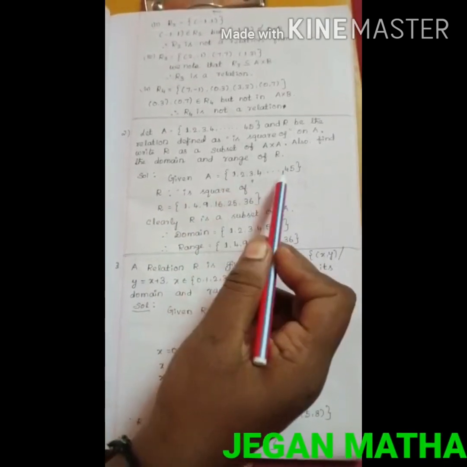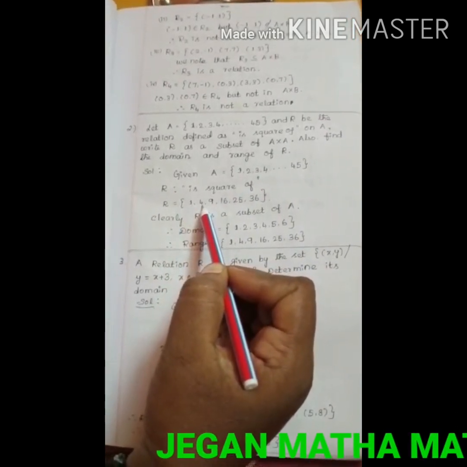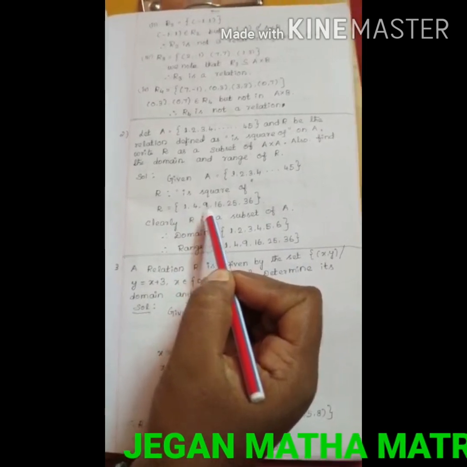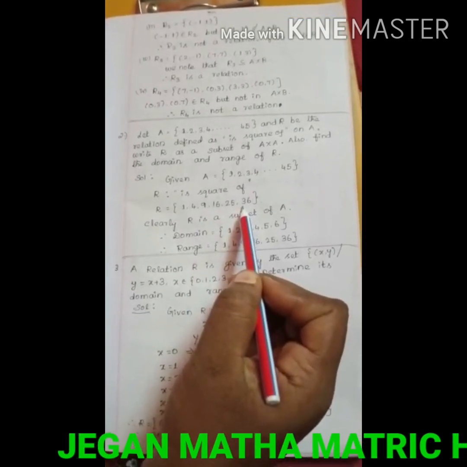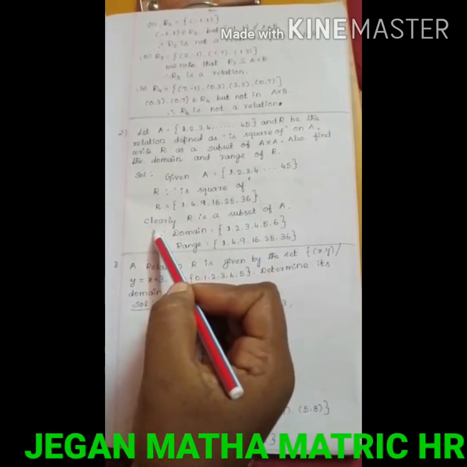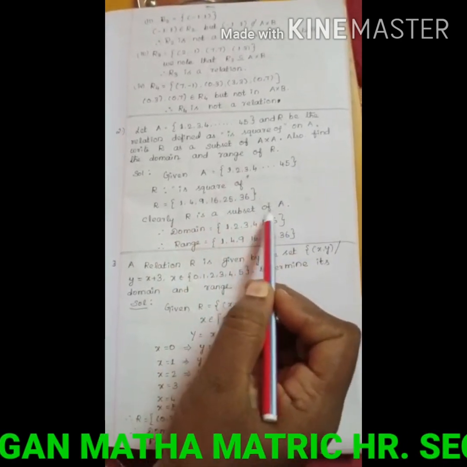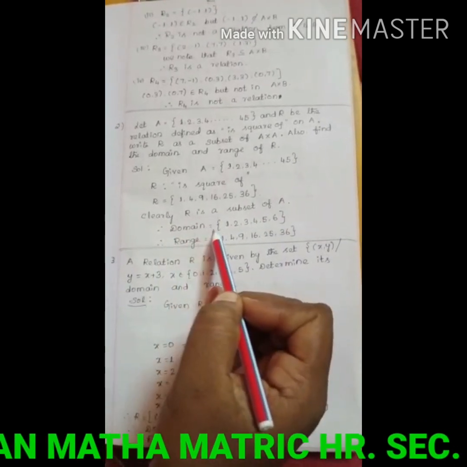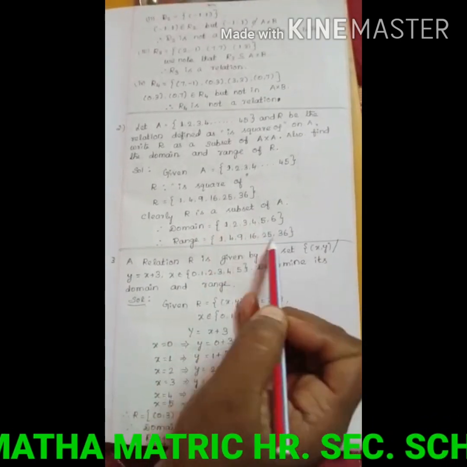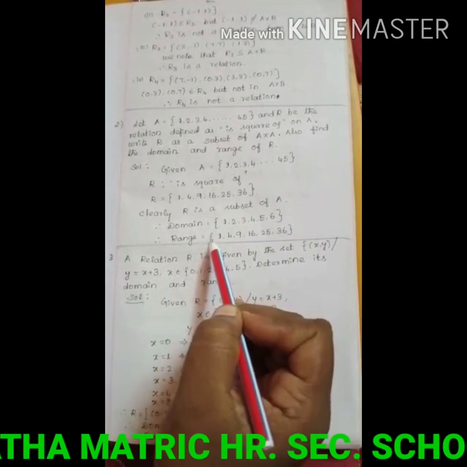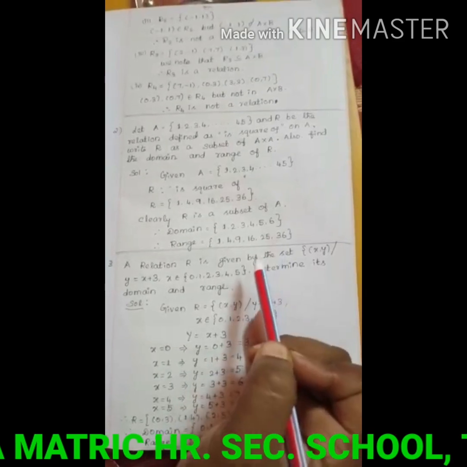So between 1 and 45, the square numbers are: 1 square is equal to 1, 2 square is equal to 4, 3 square is equal to 9, 4 square is equal to 16, 5 square is equal to 25, 6 square is equal to 36. So clearly all the elements are in set A, so R is a subset of A cross A. Here the domain is 1, 2, 3, 4, 5, 6. The square numbers are the range, that is 1, 4, 9, 16, 25, 36.